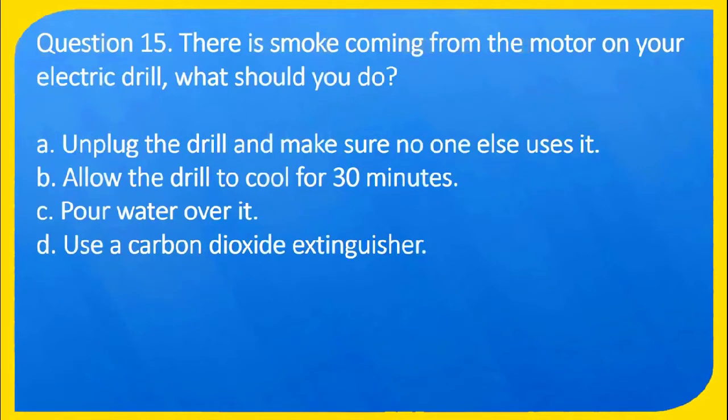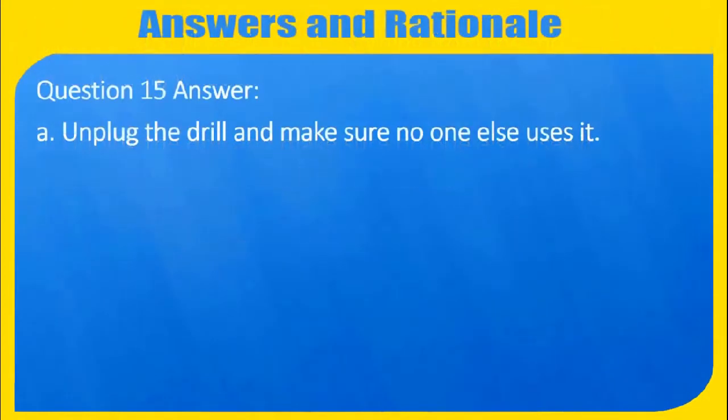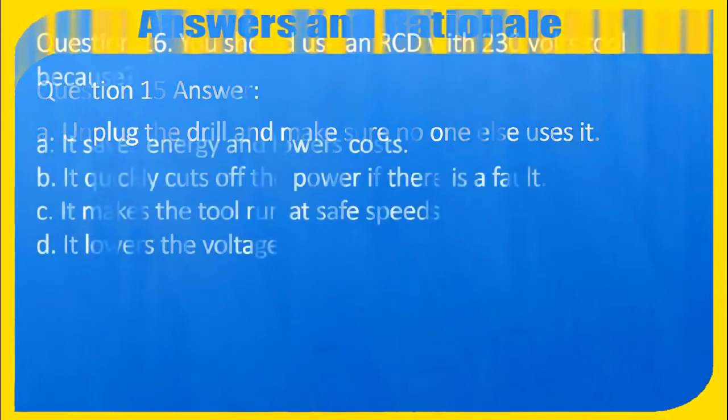Question 15. There is smoke coming from the motor on your electric drill. What should you do? A. Unplug the drill and make sure no one else uses it. B. Allow the drill to cool for 30 minutes. C. Pour water over it. D. Use the carbon dioxide extinguisher. Question 15. Answer A. Unplug the drill and make sure no one else uses it.